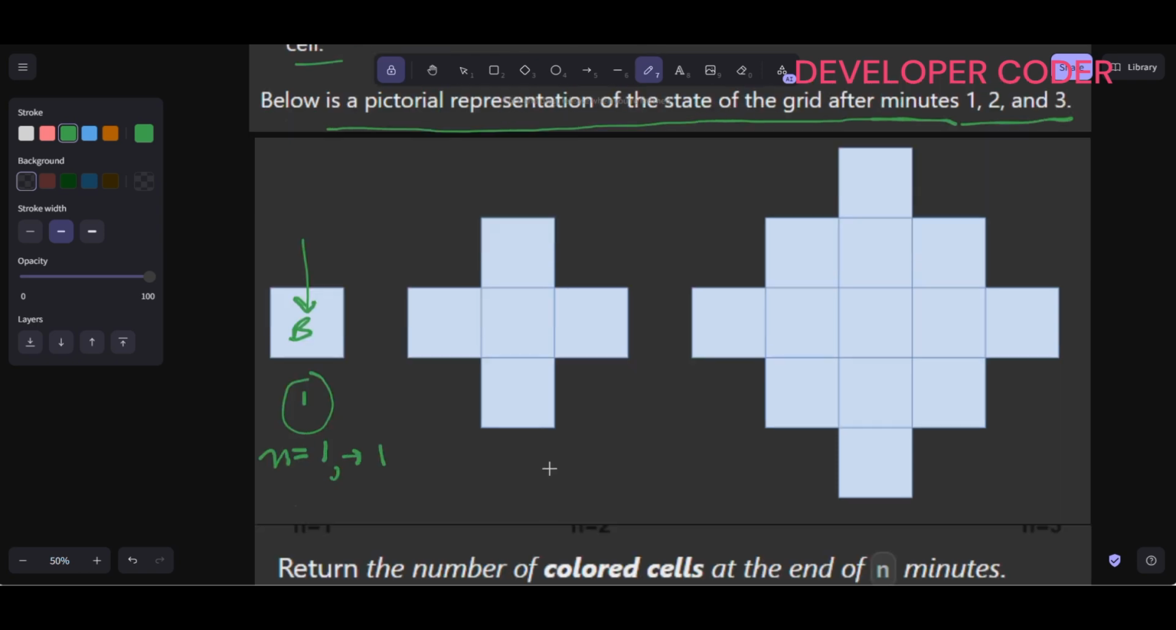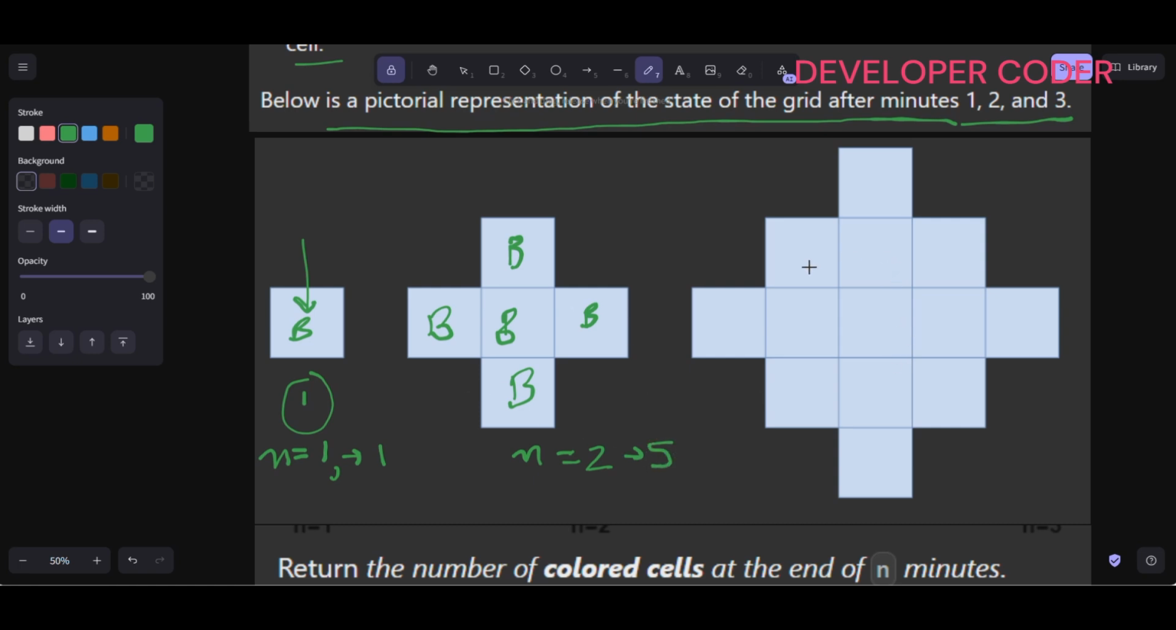Now in the second minute, when my n value is equal to 2, initially I colored this blue, right? So now this cell is going to touch this cell, so I'm just going to paint this to blue. Then this uncolored cell is also touching this blue, I'm going to paint it to blue. This uncolored cell is also touching this blue, I'm going to paint it. This uncolored cell is also touching this blue, I'm going to paint it. So at n is equal to 2, I have to return output as 5. There are total 5 cells which I have painted.